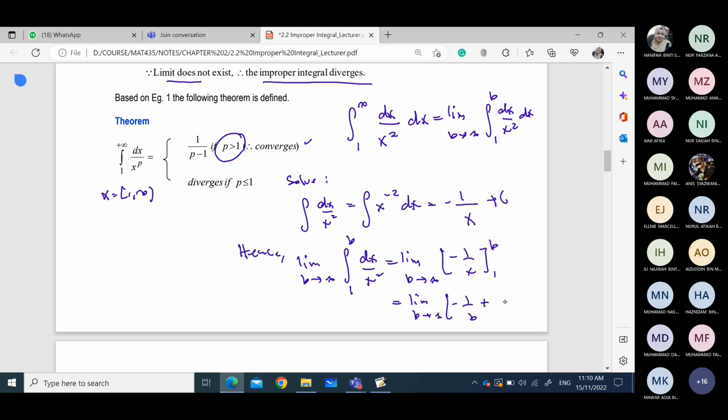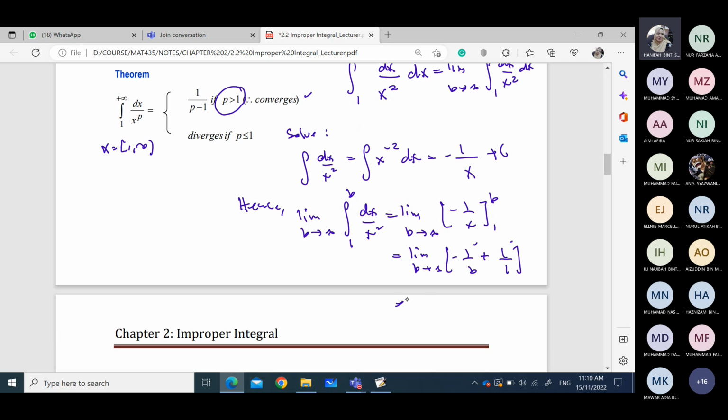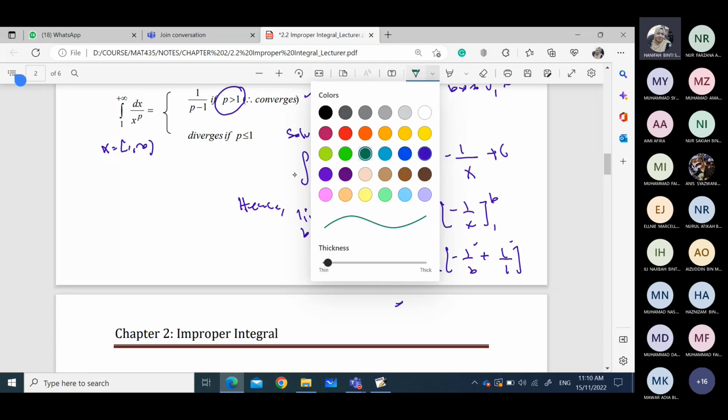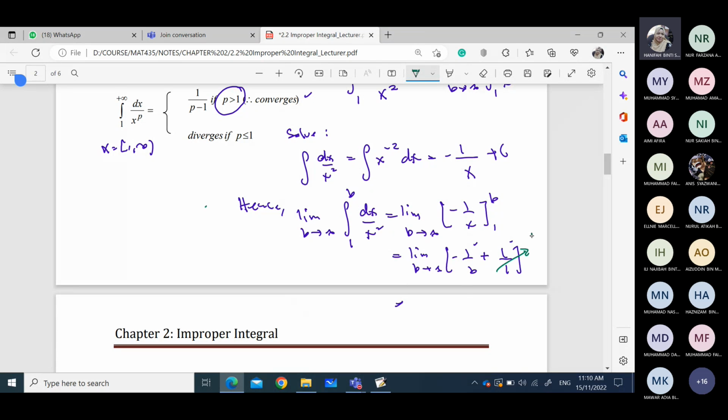plus 1 over 1. Okay, so the lower limit here is 1. So you just substitute the value of x. This one is the upper limit, and this one is the lower limit. So you find the value. And then this one, 1 over 1, the value of 1 over 1 is 1.